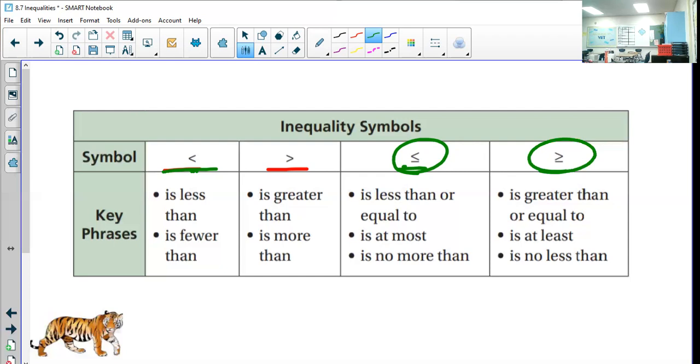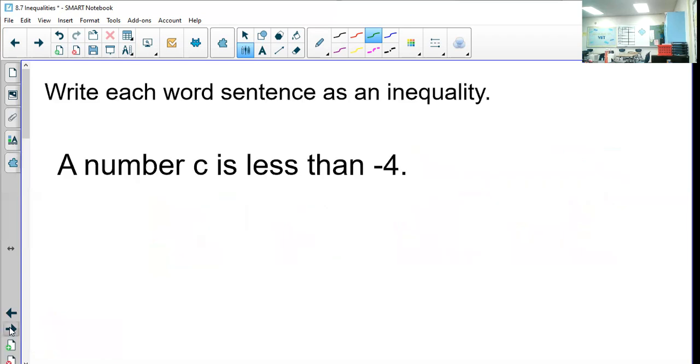These phrases are the ones you are going to want to spend the most time trying to learn, because the first thing they're going to have us do is write word sentences as an inequality. So the first one says a number C is less than -4. Less than tells us we are going to use this symbol. C is less than -4.